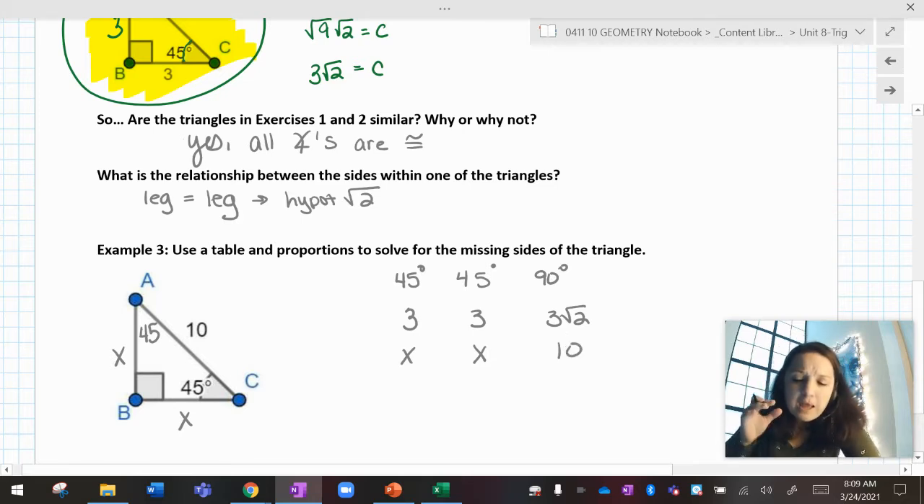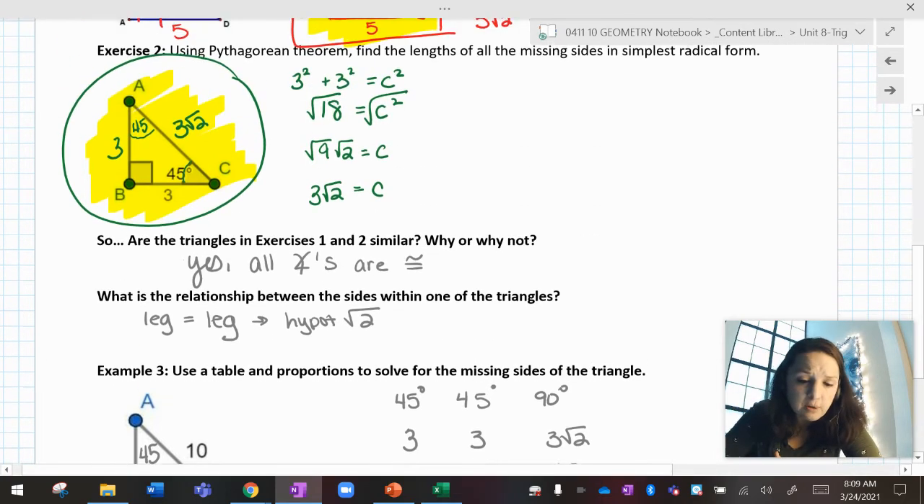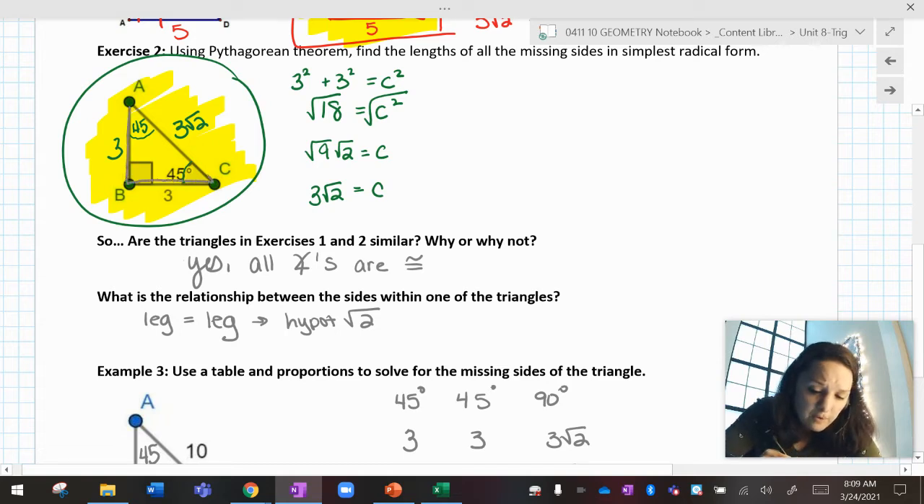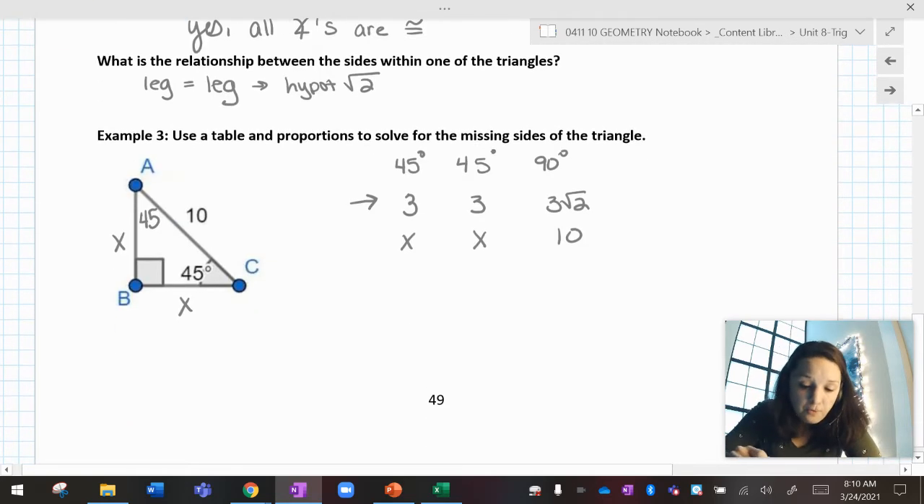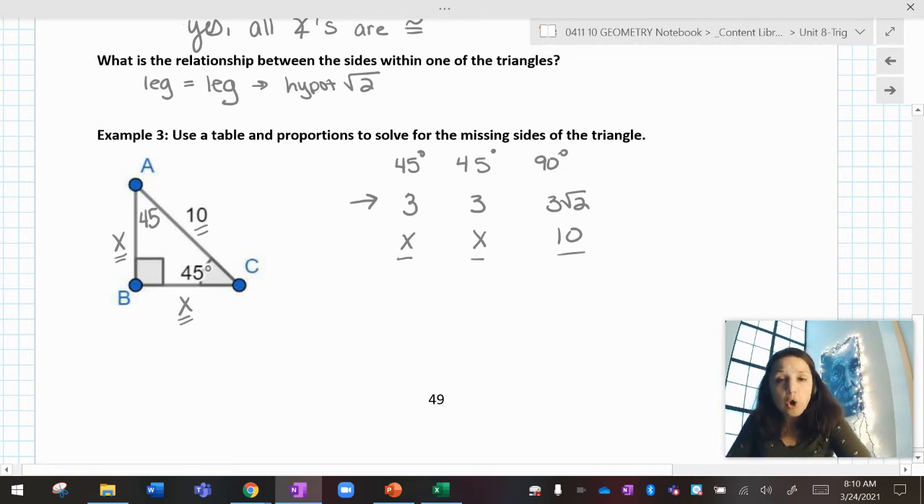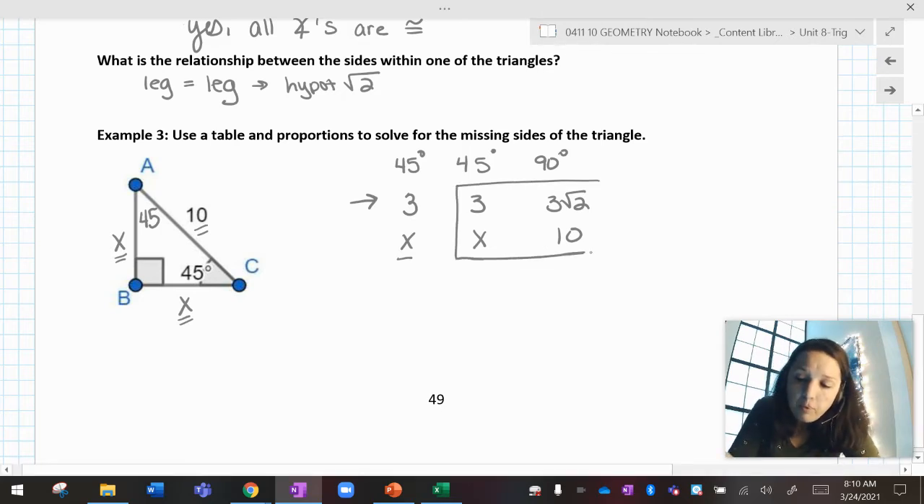Let me explain again. If I'm going to use a table in proportions, I'm going to match up the similar sides. In a 45-45-90 triangle, I should have a number, another number, and then that number times root 2. So I'm just going to copy those down from a known triangle. Then in another 45-45-90, I have two missing sides and the hypotenuse is 10. So here's my two missing legs and my hypotenuse of 10. What I can do now is use this table to make a proportion.